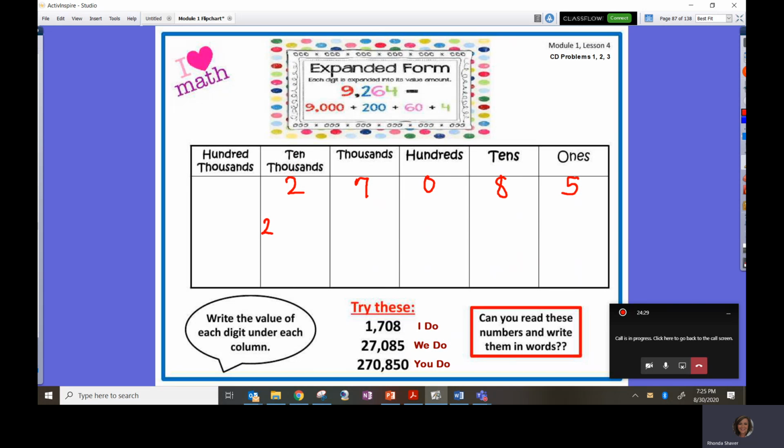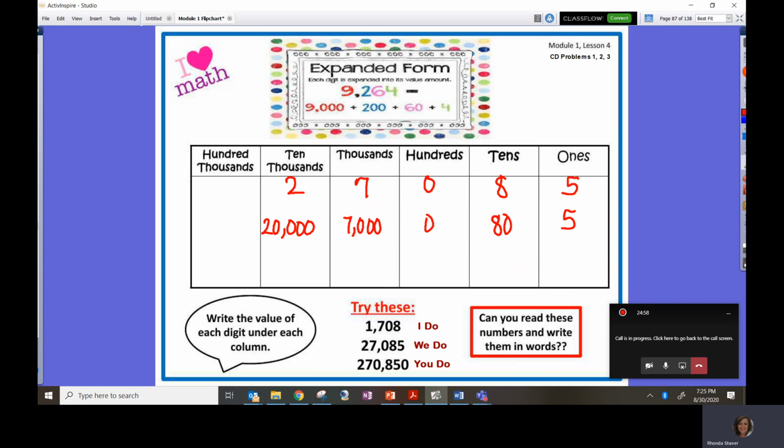So now my two 10,000s equals 20,000. That's the value. 7,000s has a value of 7,000. We can just leave that blank or put a 0 in there if it helps you. 8 tens has a value of 80 because 8 times 10 equals 80. And we have 5 ones.